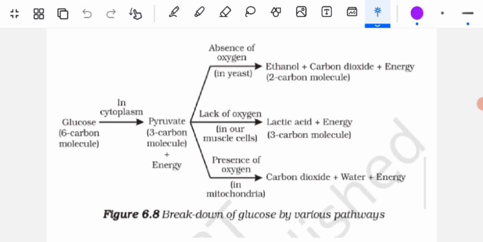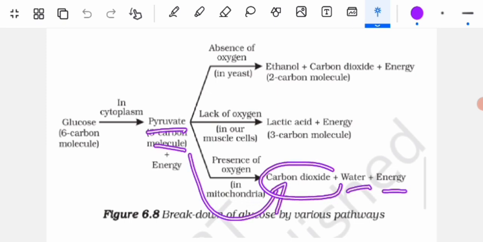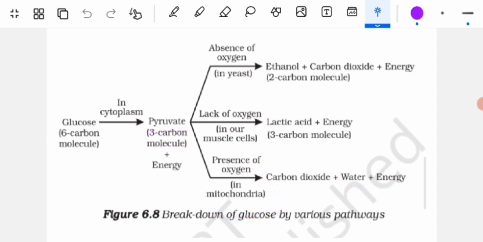Like that. Pyruvate in the presence of oxygen, which is aerobic respiration, where does it happen? Mitochondria in eukaryotic cells, है ना? यहाँ पर क्या होता है? Pyruvate is a 3 carbon molecule. It is converted into carbon dioxide, water and energy. Carbon dioxide अकेला है, मतलब you should think that 3 molecules of carbon dioxide are released in the presence of oxygen in mitochondria.